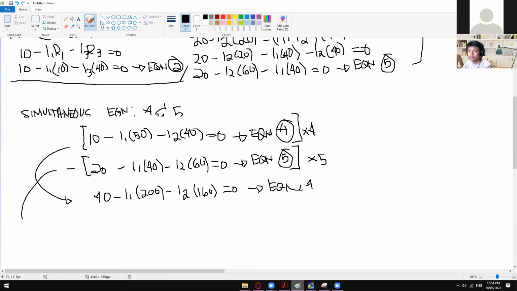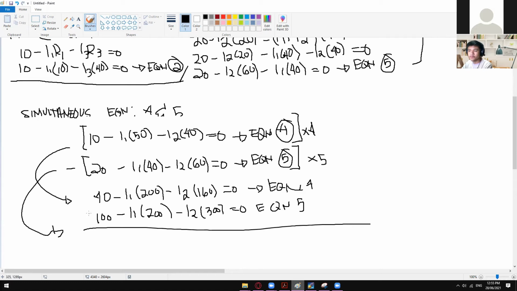Okay, so for this equation number 5, just multiply this one by 5. So 5 times 20 will give us 100 minus I1. So 5 times 40 is 200, minus I2. So 5 times 60 is 300, is equal to 0. So this is now our equation number 5. Okay, so were you guys able to follow so far? And how did we get those equations right here?